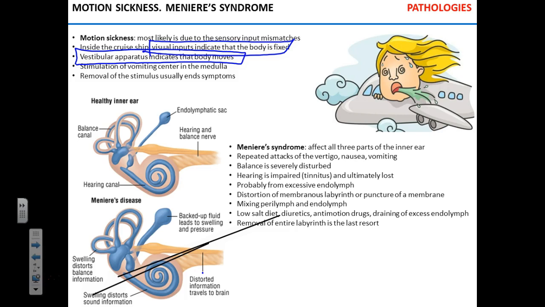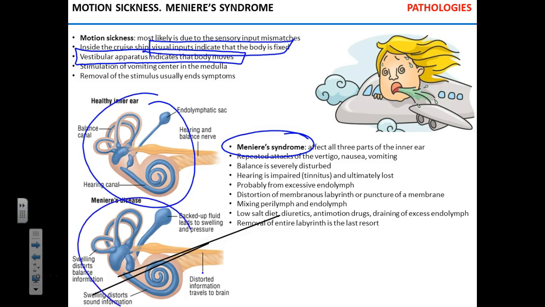Another condition that's associated with the damage to the vestibular apparatus is called Meniere's syndrome. It actually affects cochlea, vestibula, and semicircular canals. Essentially, it's the accumulation of fluid in the inner ear. You can see that's the normal ear, and that's the swollen inner ear. Does it make sense?